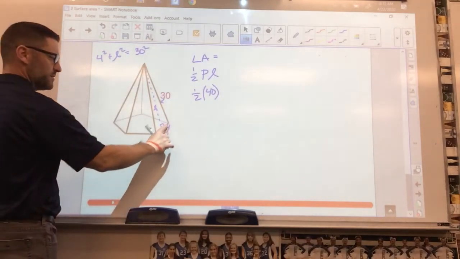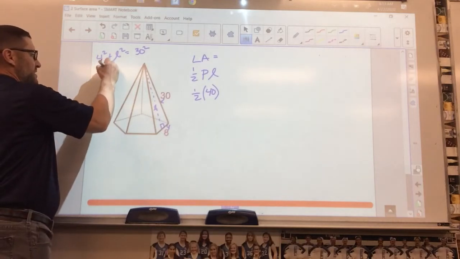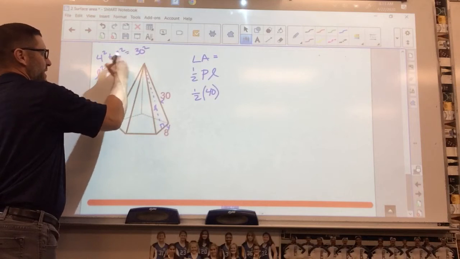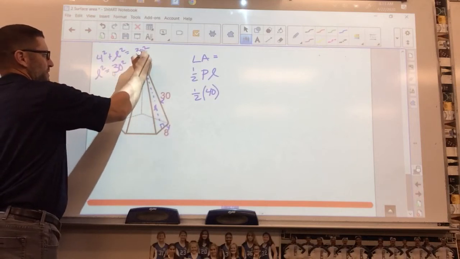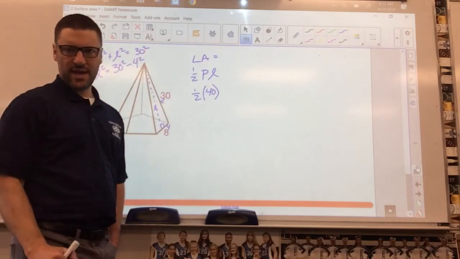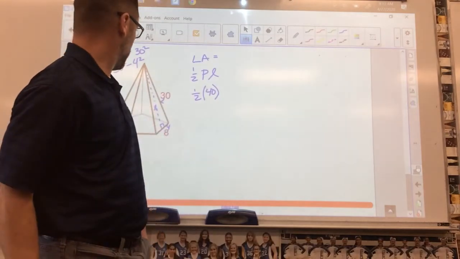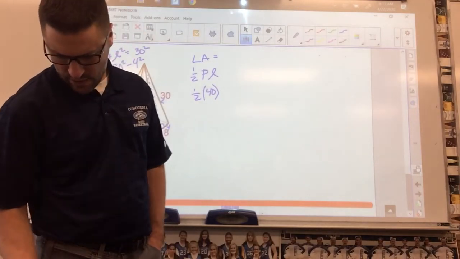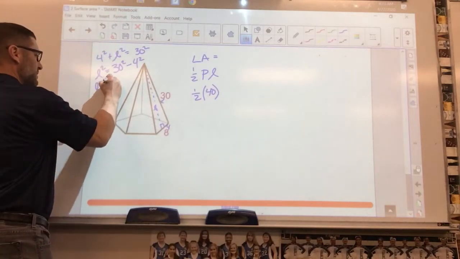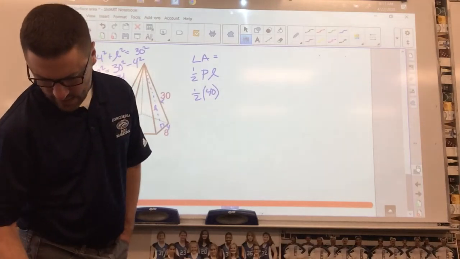That should do it. 4 squared plus L squared equals 30 squared, which means L squared will equal 30 squared, and I'm going to subtract that 4 squared over to the other side. I can type that in my calculator like that: 30 squared minus 4 squared. And I get 884 for L squared. 884, and then I can square root that on my calculator.